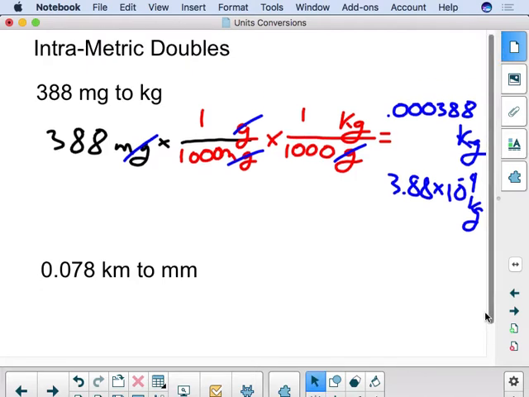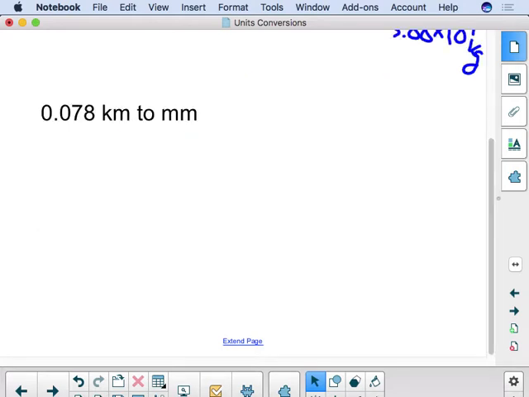All right. 0.078 kilometers to millimeters. Go. 0.078 kilometers to millimeters. Game on. Start owning this skill by being able to do it on your own.